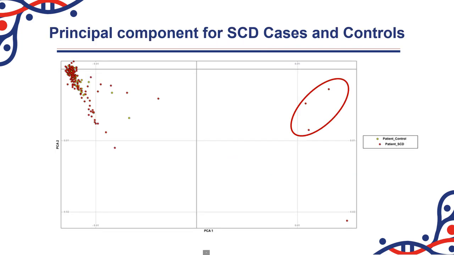Our first results: let's look at the comparison between our cases and our controls. When we compare them, we observed that the Cameroon population clusters together regardless of sickle cell disease status. This data indicates that the two groups are a homogeneous population except for 4 control individuals, which are far away from the cluster. These 4 individuals were considered outliers and excluded from the analysis.